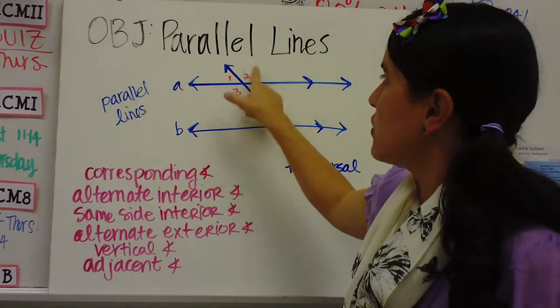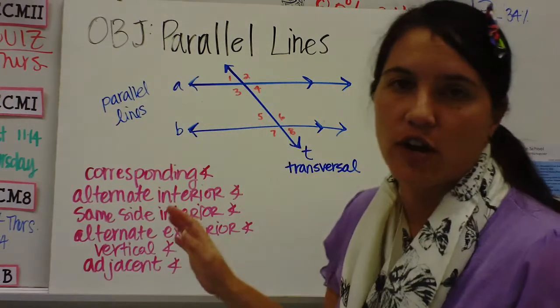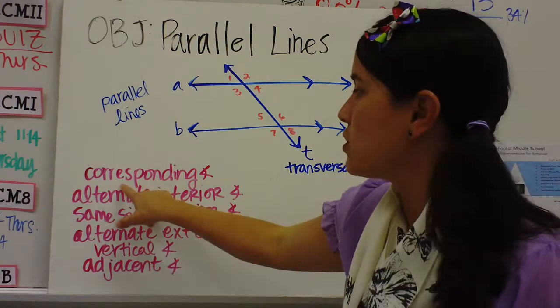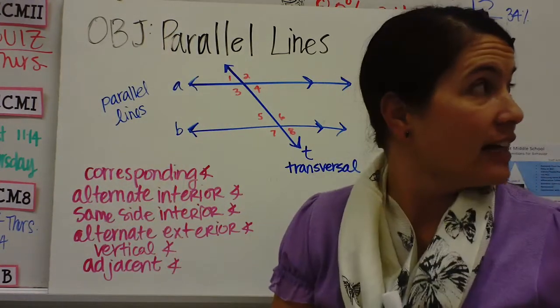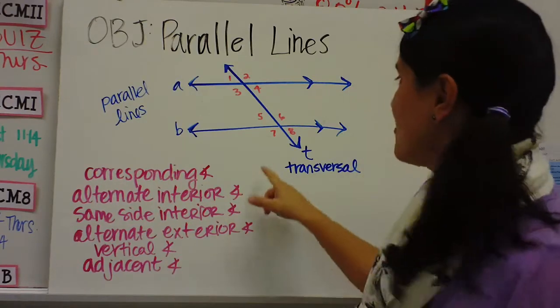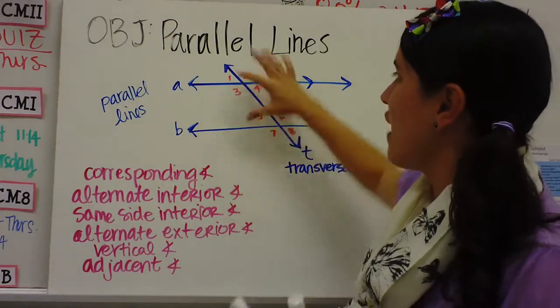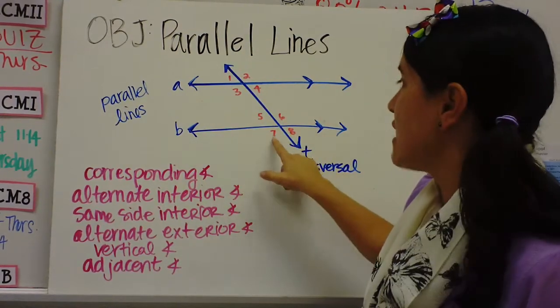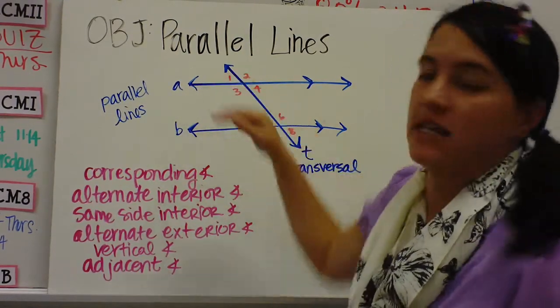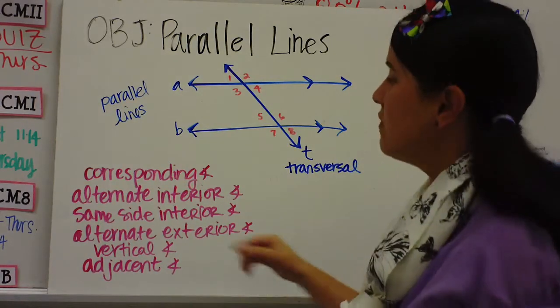And you can see the angles, 1, 2, 3, 4, 5, 6, 7, 8. So we've gone over some vocabulary, just real quick. Corresponding angles are angles that you could slide onto each other. So in this example, 1 and 5 are corresponding because you could slide 1 down to 5. 7 corresponds to 3 because you could slide them on top of each other.